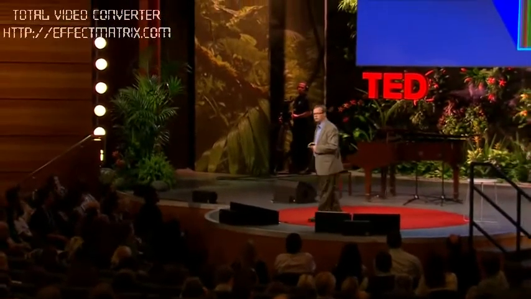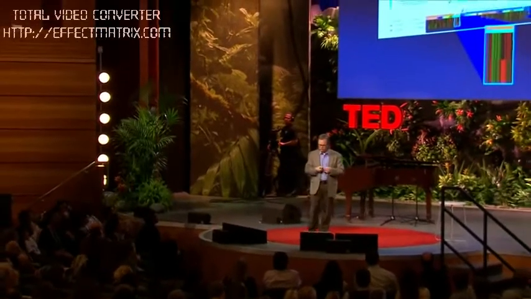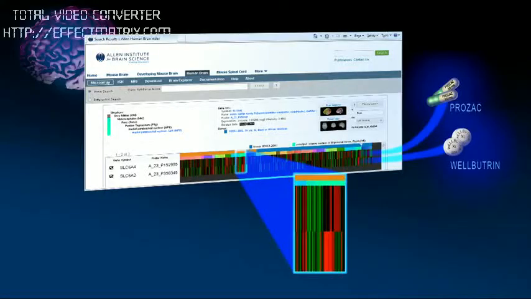So what can scientists learn about this data? And we're just starting to look at this data ourselves. There's some basic things that you would want to understand. 2 great examples are drugs, Prozac and Wellbutrin. These are commonly prescribed antidepressants.